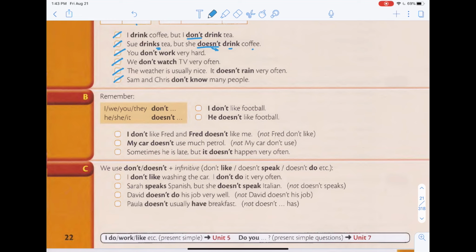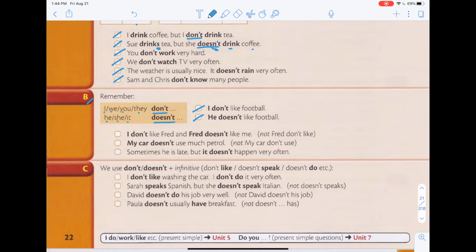Alright, so now we are going to go on to part B. So these are some important things. Remember this, when you say I, we, you, or they, you use the word don't. He, she, and it, you use the word doesn't. Alright, so I don't like football. He doesn't like football.